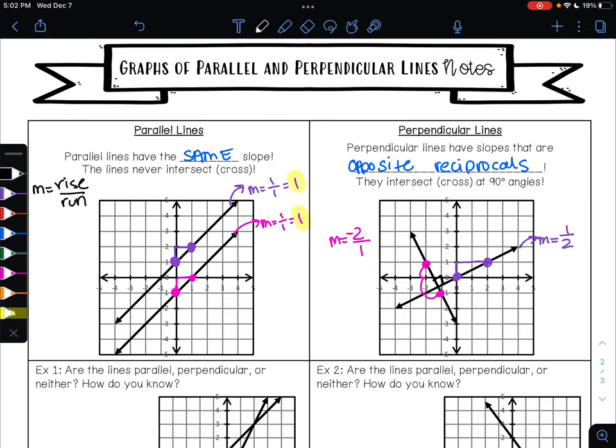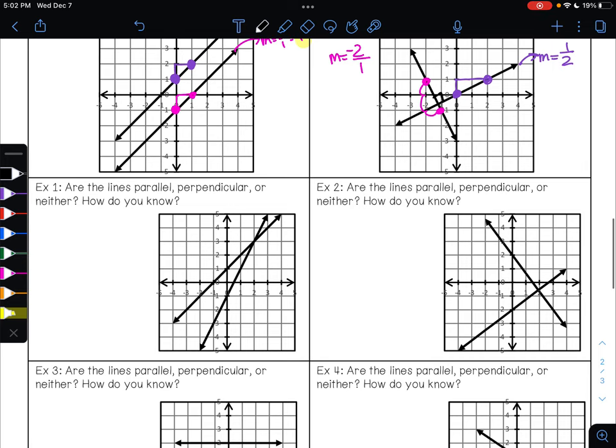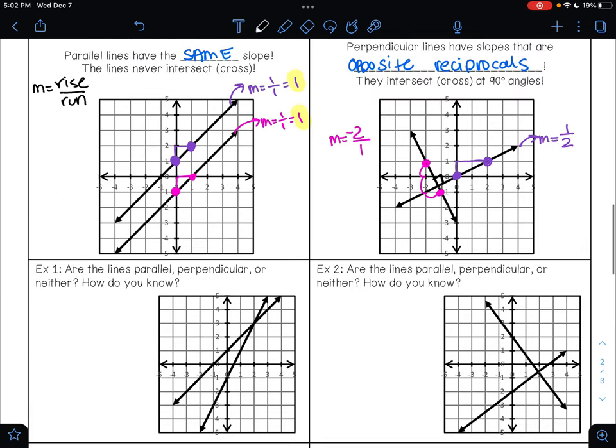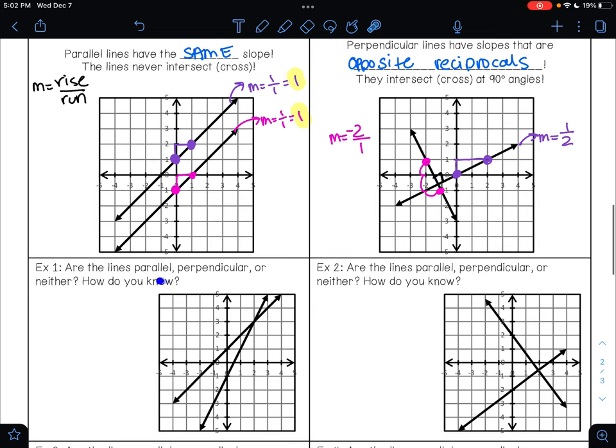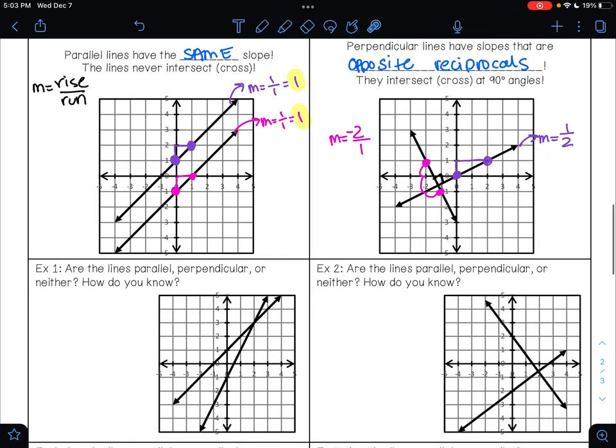So let's look at some examples. It says on example 1, are these lines parallel, meaning they have the same slope and they'll never cross? Perpendicular, meaning their slopes are opposite reciprocals and they cross at 90-degree angles? Or neither? So not the same and not opposite reciprocals. How do you know? Well, we've got to find the slope of both of these lines.